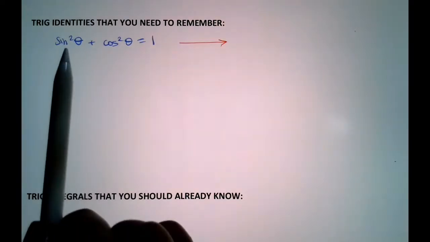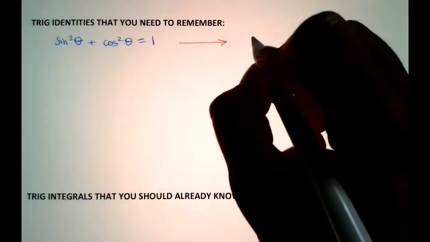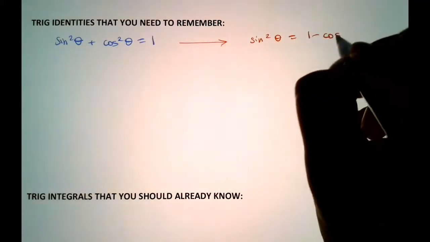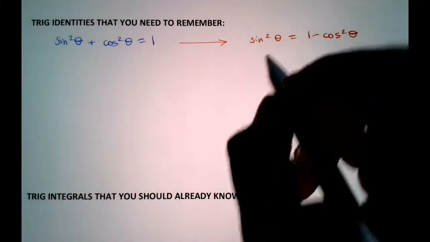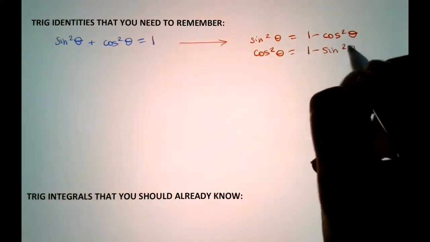So if sine squared plus cosine squared is 1, then I could say, isn't it true that sine squared is 1 minus cosine squared? That's absolutely true. Isn't it true that cosine squared is 1 minus sine squared? That's absolutely true.